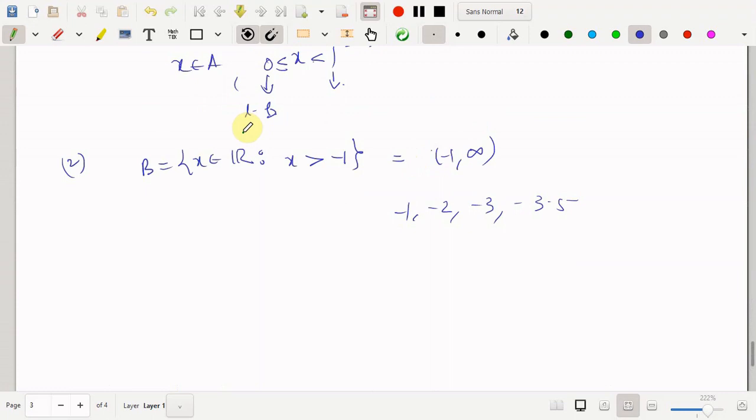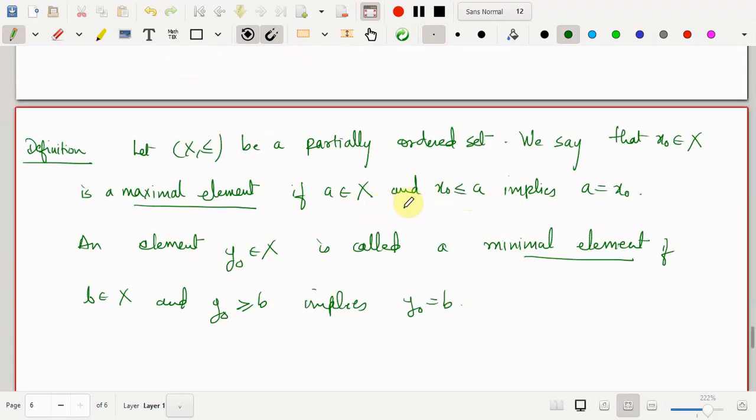So, what are called the maximal and the minimal element. If we have a partially ordered set, we say that an element x naught is a maximal element if, whenever a is in X and whenever x naught is related to a, that is, x naught is less than or equal to a, this should imply that a is equal to x naught. What this means is that it's a maximal element if it is not related to any other element of X other than itself.